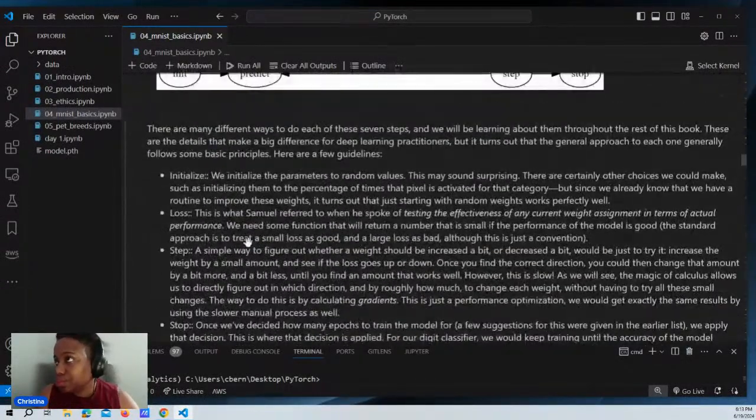Now, if we look specifically at loss, which I think is probably the most important concept to understand, when they're talking about the guy he was quoting at the top, it's testing the effectiveness of any current weight assignment in terms of actual performance. We need some function that will return a number that is small if the performance of the model is good. So that loss is the rate of error, and we want the smallest error possible, and that tells us how good it is.